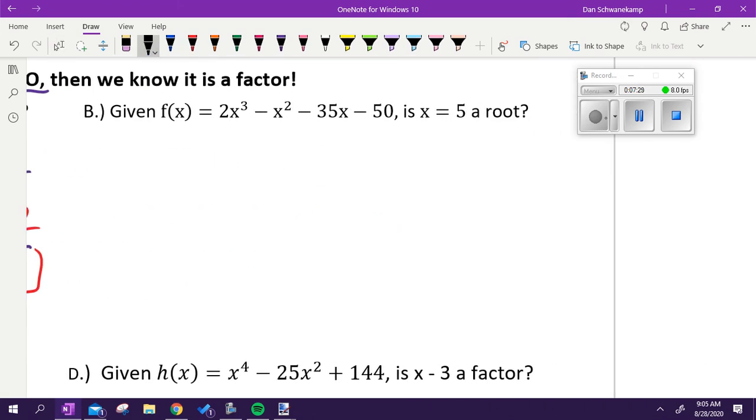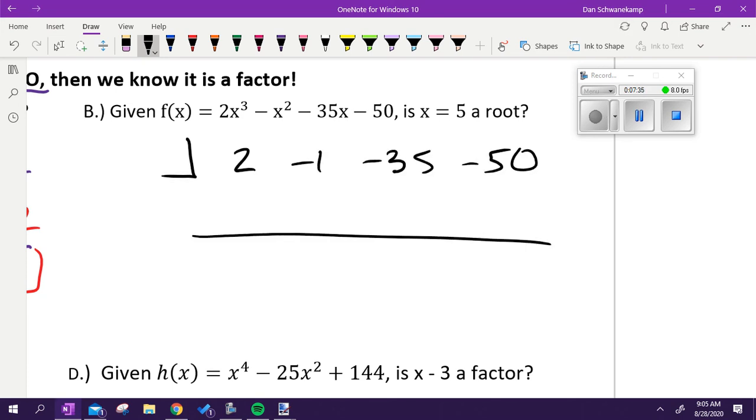Okay, for the next one, for letter B, we're setting it up again. We've got 2, -1, -35, -50. Is 5 a root, so I'm throwing 5 in the box. Show me with your fingers. What'd you get? Should have gotten 0. Double check on these. If you're not getting 0, just make sure. It's way easier to get another number than it is to get 0. If you got 0, you probably got it right. If you didn't get 0, you might have made a mistake.